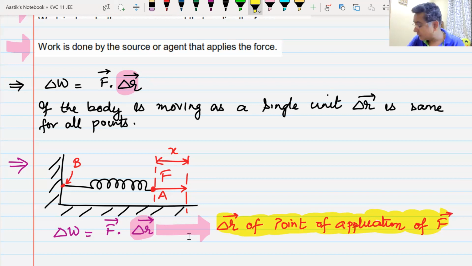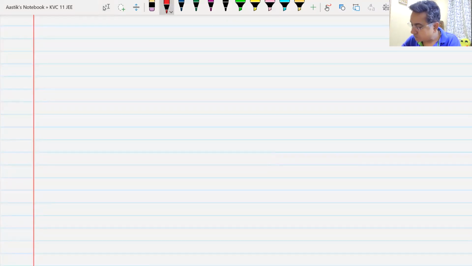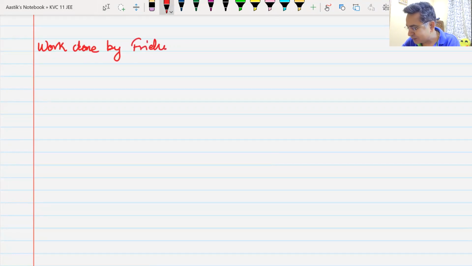And what is that force? That force is your friction force. So remember, work done by friction. Now, friction is a very special force because this force continuously changes its direction according to the motion. If the body is moving towards right, it is towards left. If the body is moving towards left, it is towards right. So it keeps on changing its direction.